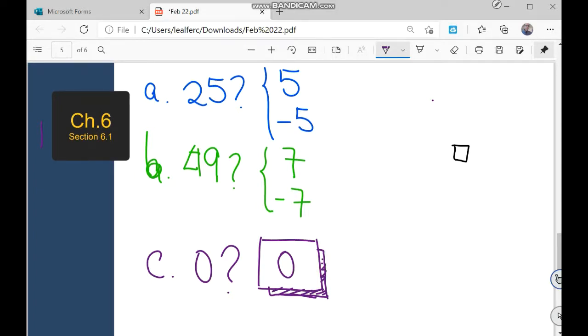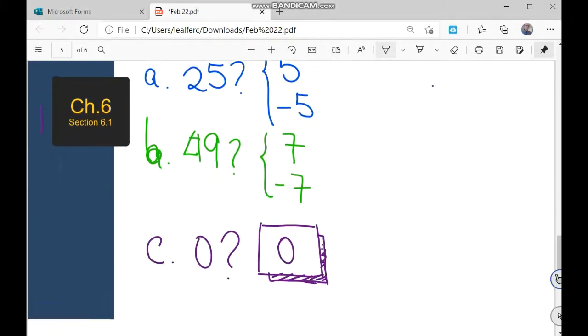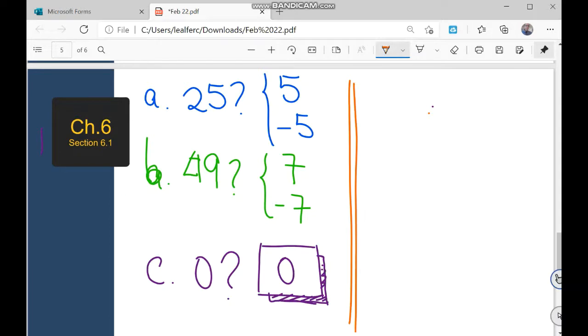And we also have, what's the other? Negative 9. Now, what are the square roots of negative 9? What are the numbers that multiplied by itself are going to be equal to negative 9? That's the question. Can you think about one number, two numbers that multiplied by itself is equal to negative 9?